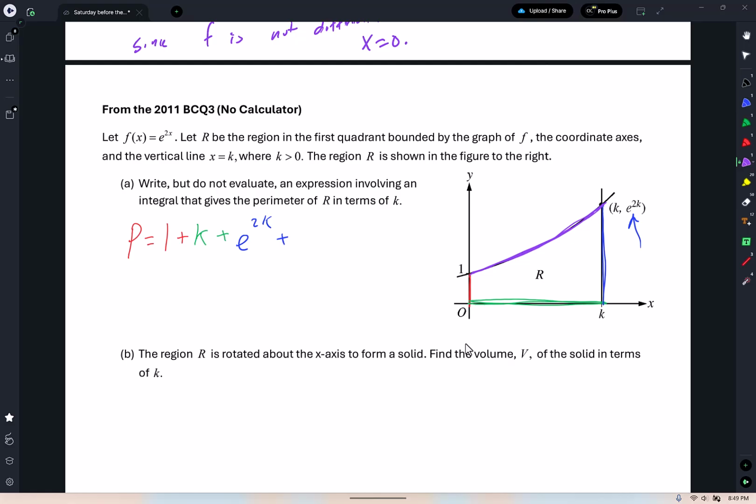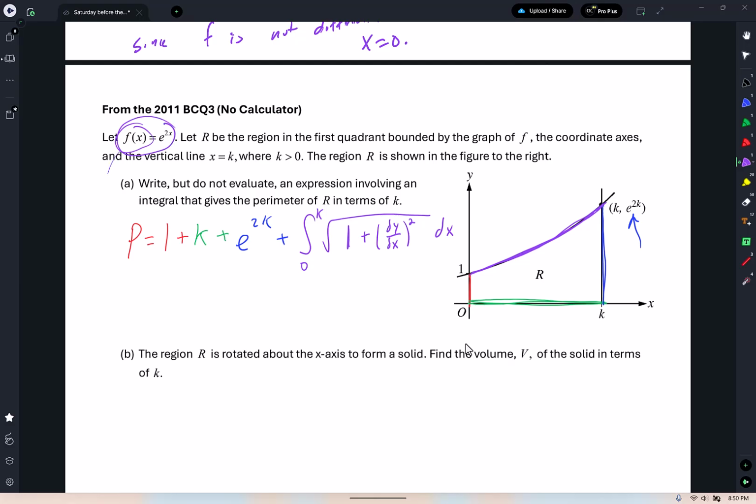And this, they don't tell you, this is not parametric, it's not dx/dt and dy/dt. So we're just going to go plus integral from 0 to k, and this is a function in terms of x. So it's going to be the square root, and instead of dx/dt, we're doing dx/dx, right? So dx/dx is 1 plus parenthesis dy/dx, close it, squared, and then I'm going to put a dx over here. All right, they don't want it like that. They want an expression involving an integral that gives the perimeter of R in terms of k. So you don't want this dy/dx, you want everything in terms of k.